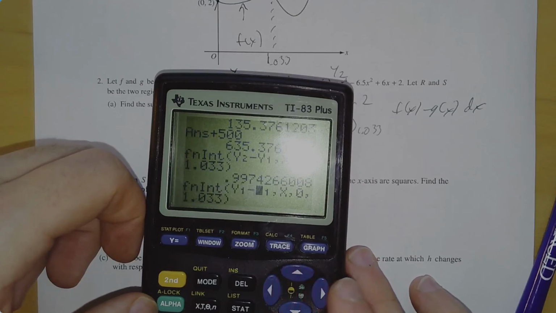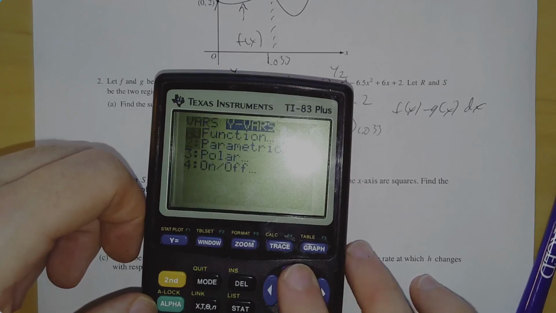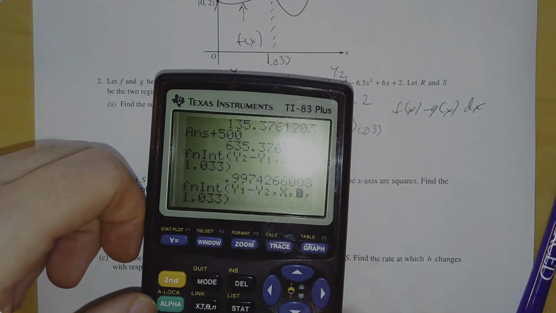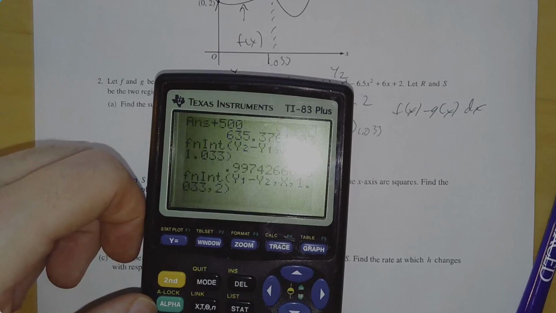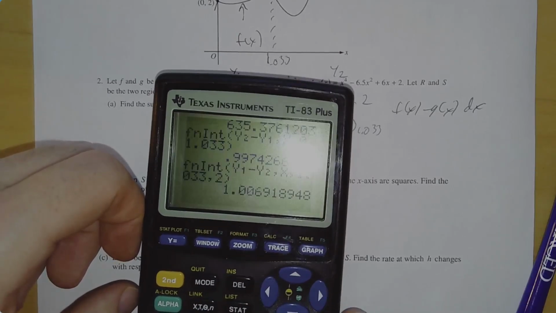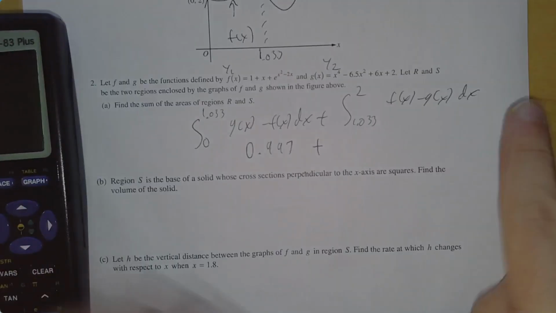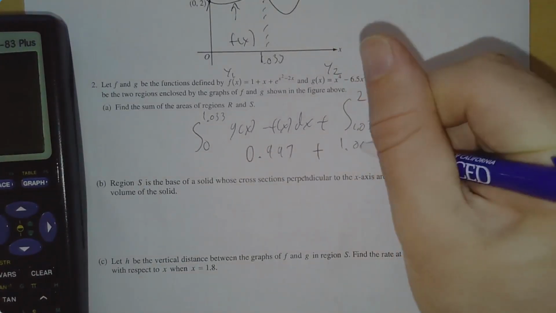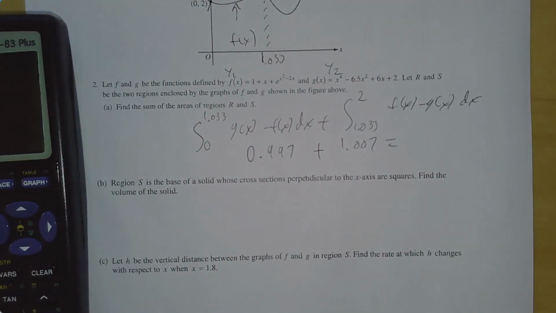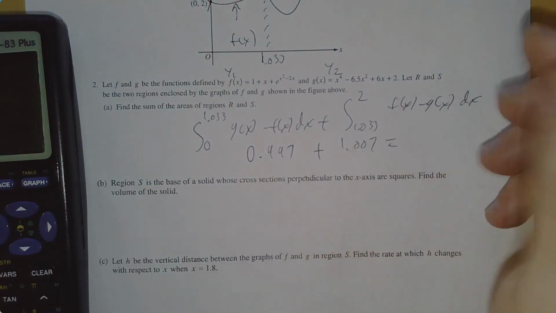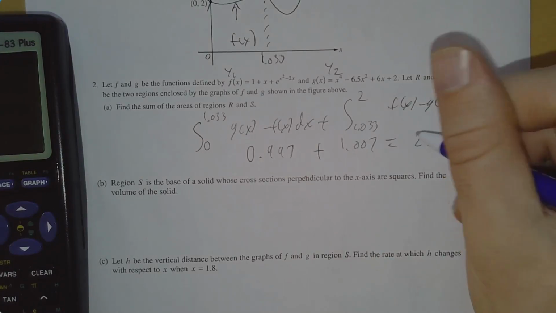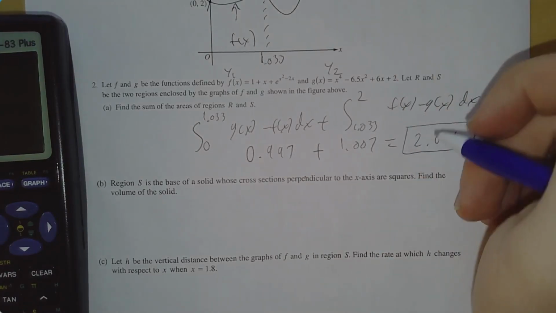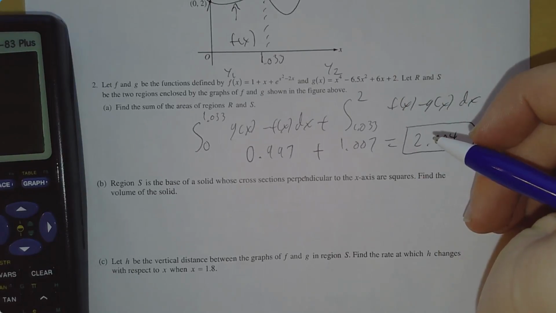Y1 minus function y2, and then from 1.033 to 2. Okay, and we get 1.007 roughly. So add them together, you get 0.997 plus 1.007, which is 2.004. That is the answer I got.